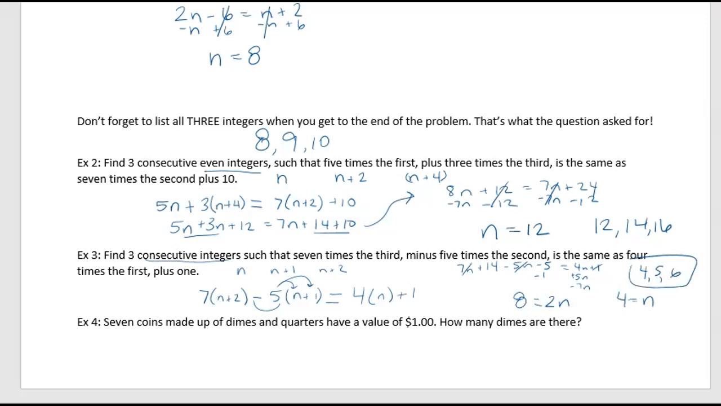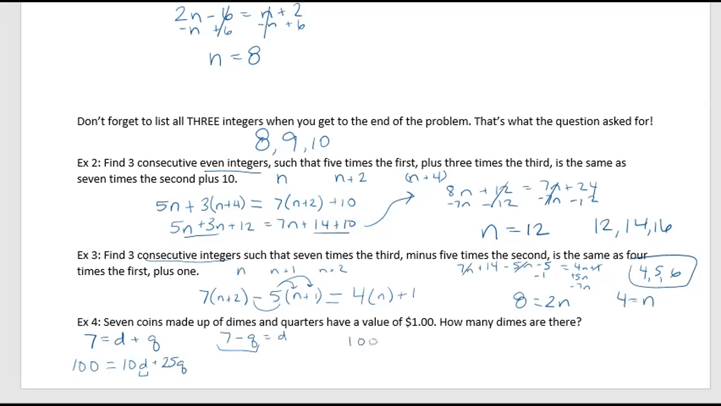All right, last one. 7 coins made up of dimes and quarters. So I can already get my first equation. 7 is equal to my number of dimes plus the number of quarters. They have a value of a whole dollar. How many cents are in a whole dollar? 100. So 100 cents is equal to 10 cents for every dime plus 25 cents for every quarter. So here's where I like to do substitution. And so I'm going to say that 7 minus Q is equal to D.